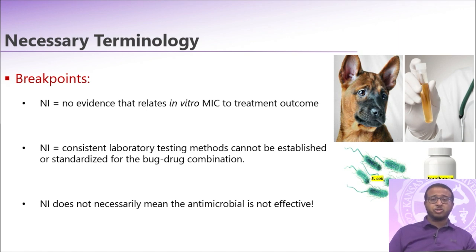However, it becomes very important here as well to highlight that NI does not necessarily always mean the antimicrobial will not be usable or will not be effective, right? It just basically means that we don't have the data that we can base upon to make this claim or make the interpretation or the judgment that this bacteria will be susceptible, or have intermediate susceptibility, or be resistant to a specific antimicrobial, recovered from a certain site of infection in a certain animal species.